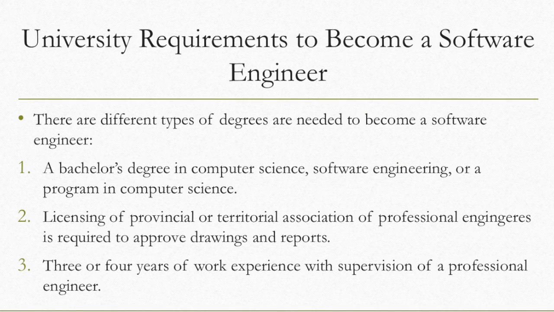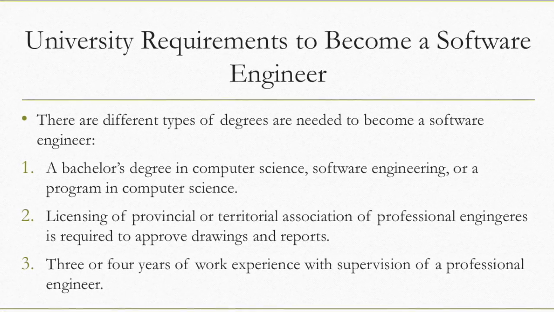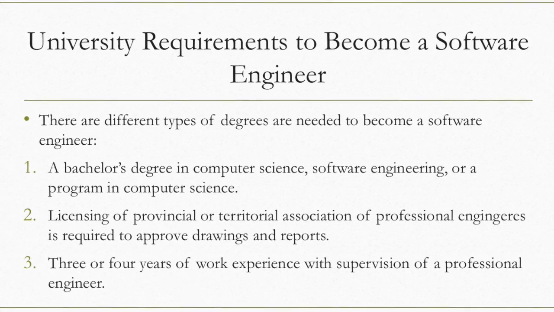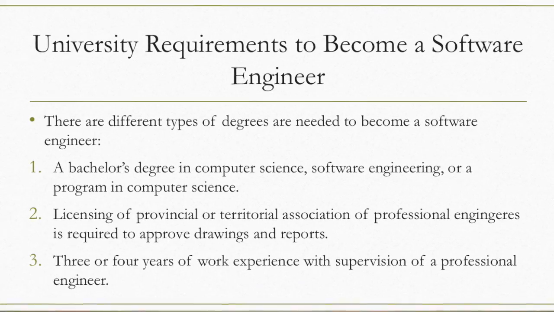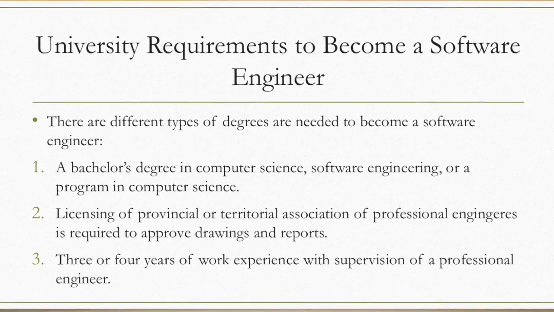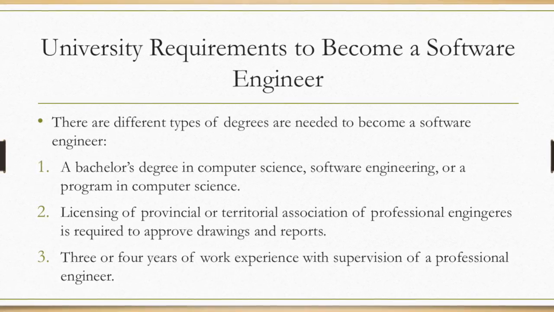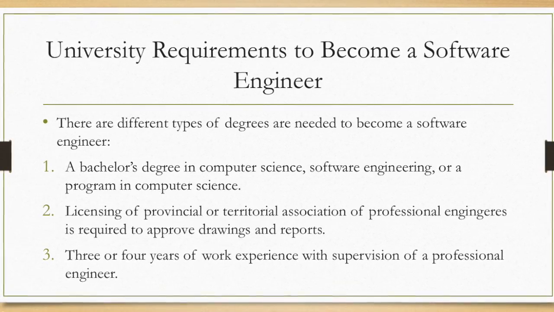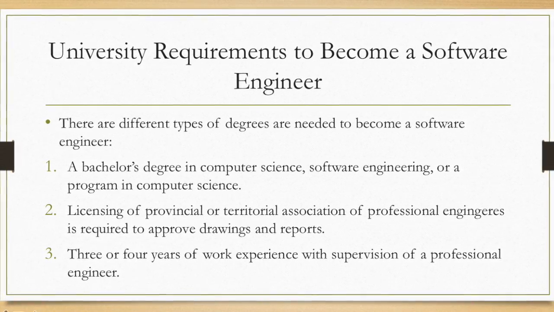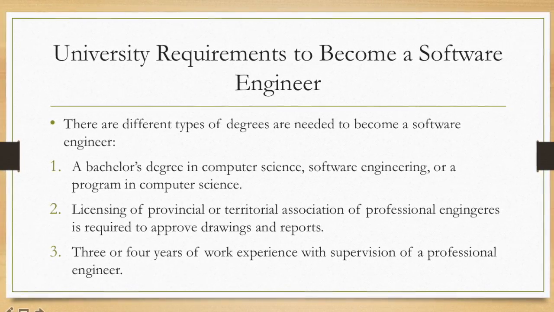Now that you've gotten to a university that you like, and you are taking the right courses needed to become a software engineer, you will need to get these degrees in university to officially become a software engineer. You will need a bachelor's degree in computer science, software engineering, or a program that revolves around computer science. You will need to take an exam to get your provincial or territorial license for professional engineers, which will allow you to approve drawings and reports.